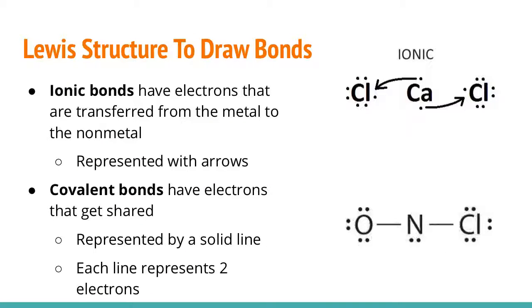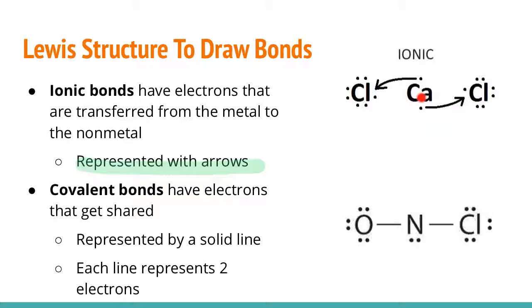The last thing that we want you guys to be able to do is, once you're able to draw a Lewis structure for a single atom, we also want you to be able to do this for the bonds. So for our ionic bonds, we have electrons that are transferred from the metal to the nonmetal. So what do we do with these things? We represent these with arrows.